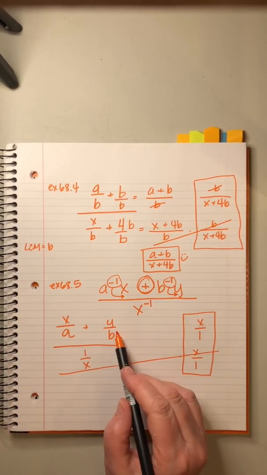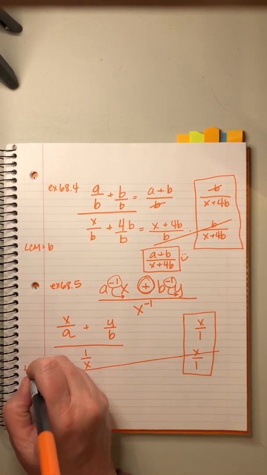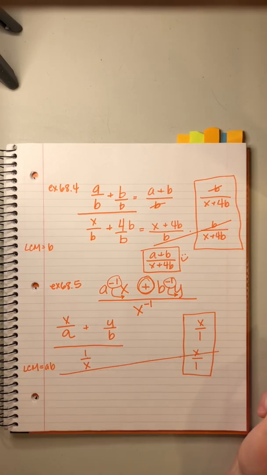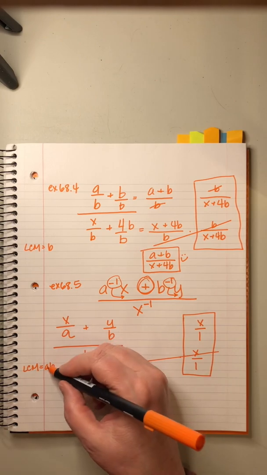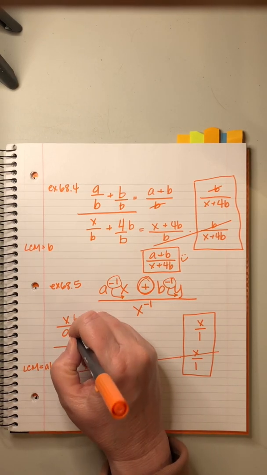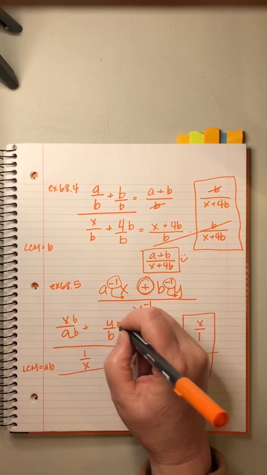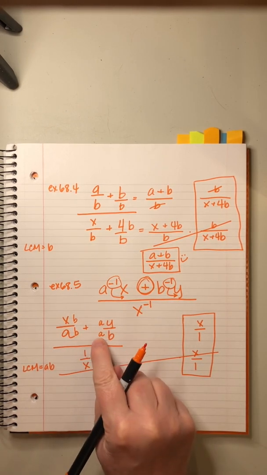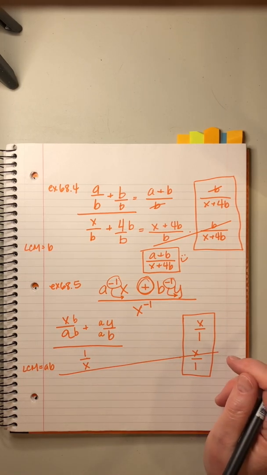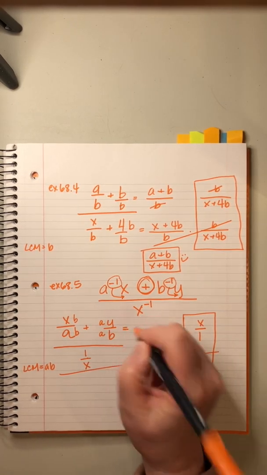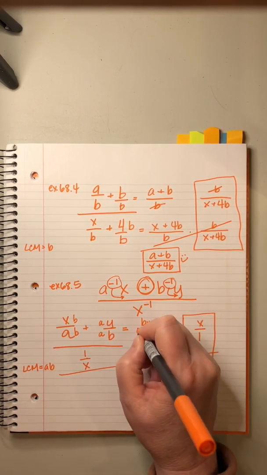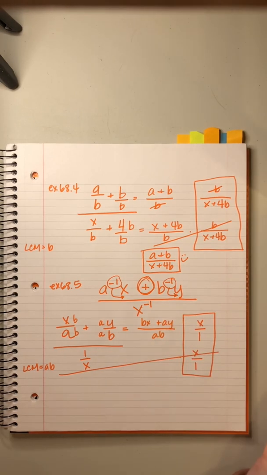Now, this one's trickier, right? Because my least common multiple is not a and it's not b, it's ab. That means both of the fractions need some adjusting. So this one, I'm going to multiply by b over b. And this one, I'm going to multiply by a over a. Now, I wrote the b's after and the a's before. It doesn't matter. I was doing that just to have some fun. But I'm going to write them alphabetically. So it will be bx plus ay over ab.